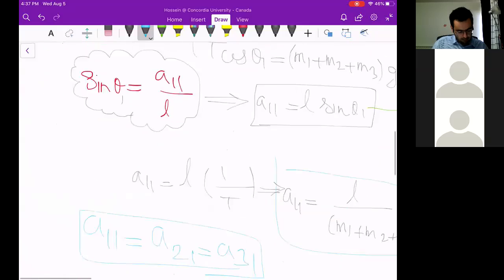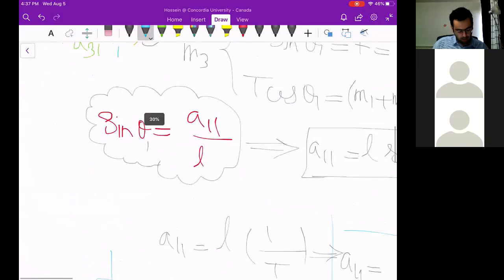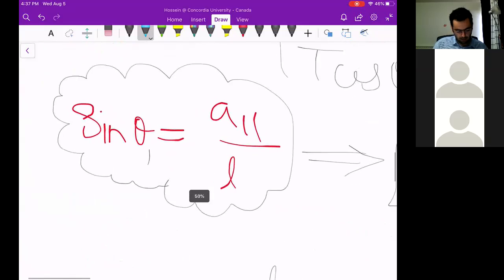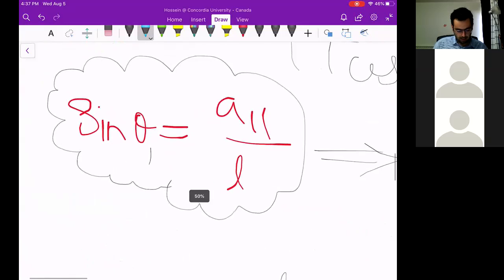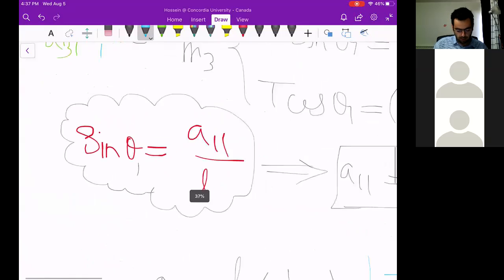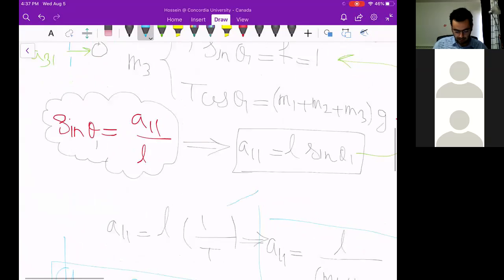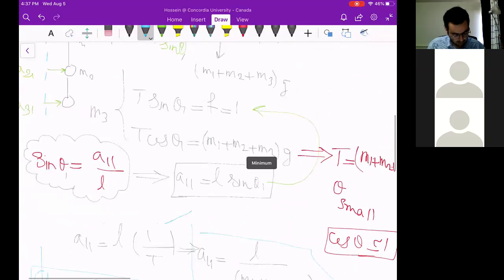Yasin, we take a look at the picture and we notice sine of theta 1 is A11 over L. So we were supposed to find A11. A11 is L sine of theta 1. So we are heading to find sine of theta 1.